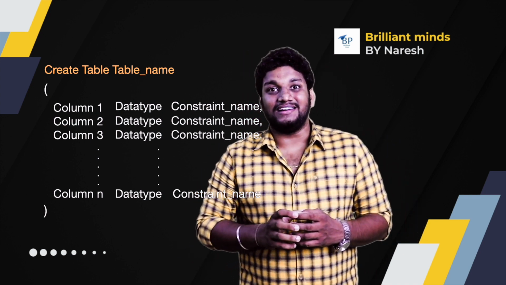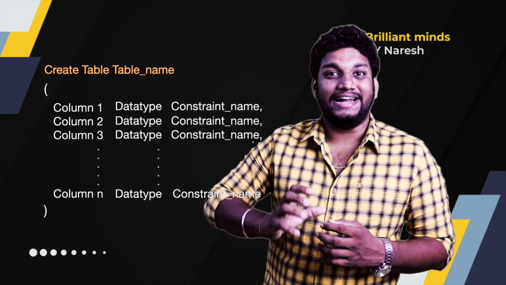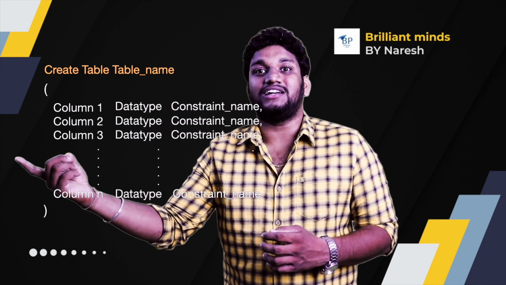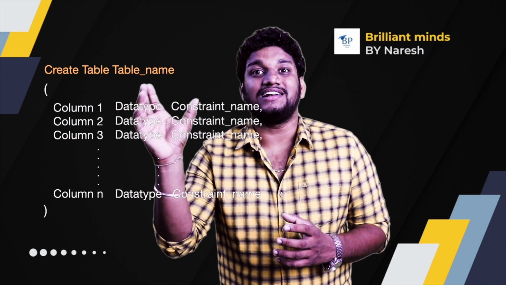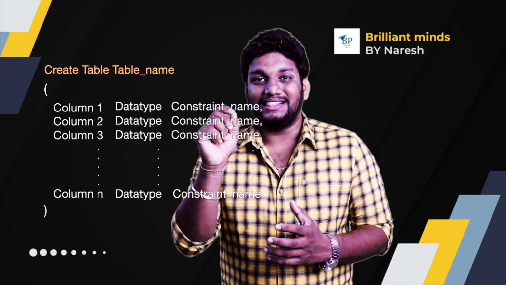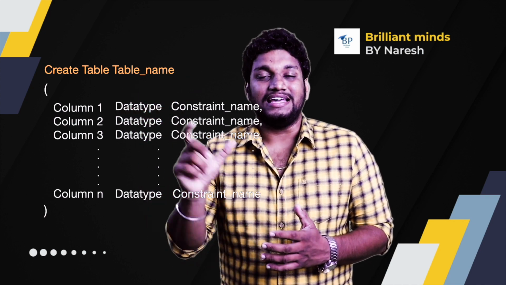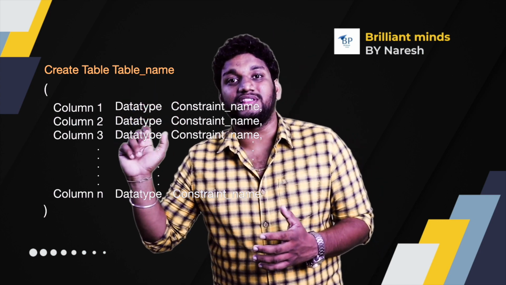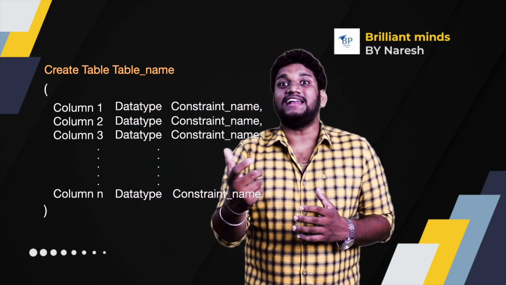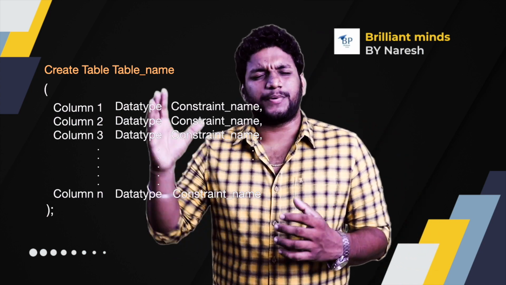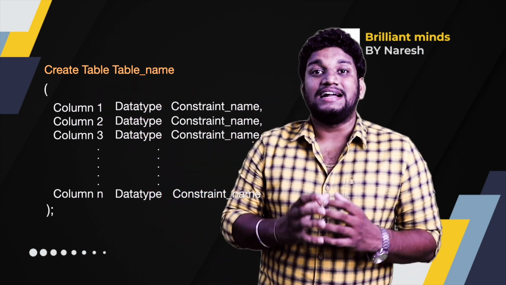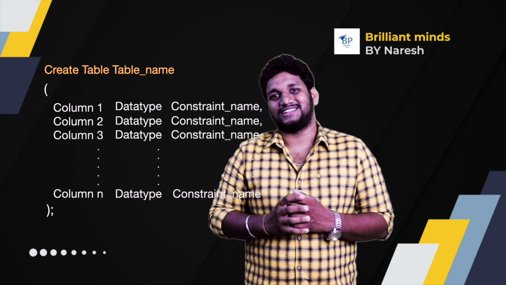After adding column names and data types, next to the data type, for each and every column you are going to give the constraint name, and then you'll close it with a comma. Each and every column you'll be closing with a comma. Finally, you'll close the braces with a semicolon. This is the proper way of creating a table by using constraints.